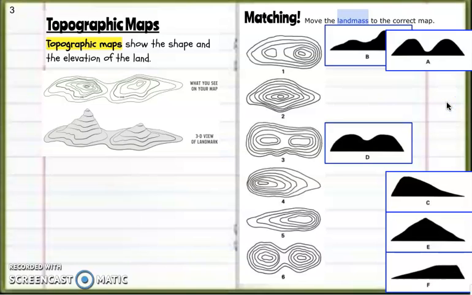What you're going to do is continue doing the rest on your own. Again, just try to imagine yourself floating above that landmass. How would that look from above? Because that's what a topographic map is. At this time, go ahead and pause the video, and when you're ready to move on, hit play.